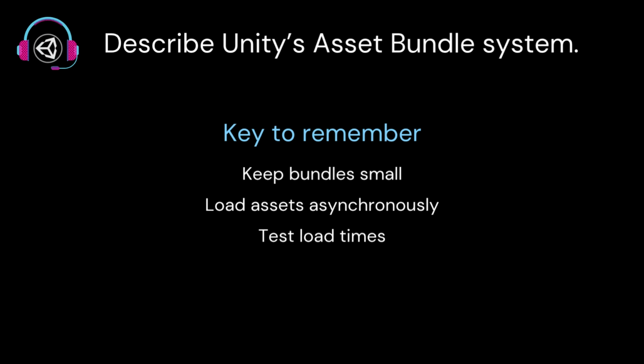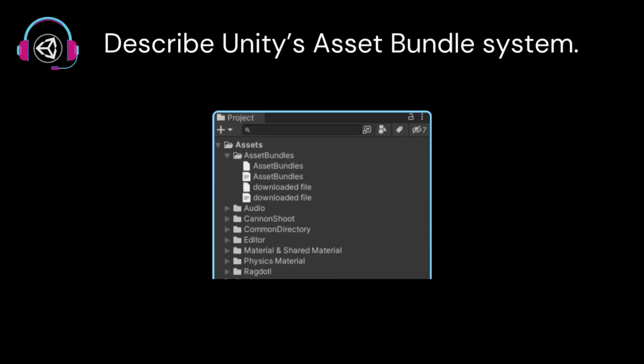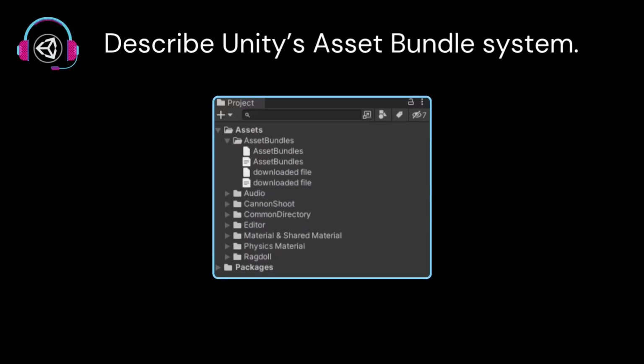That's it. If you are working on a large project or just starting out, you might want to consider Unity's Addressable Asset System. It's a newer, more robust solution that builds on asset bundles, offering better management and easier integration with cloud services. But for many projects, asset bundles are still a reliable way to handle your game assets. Whether you are reducing your app size, updating content, or improving performance, asset bundles have got you covered. Let's move to the next question.